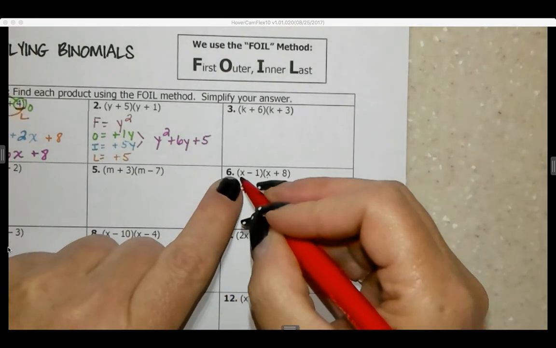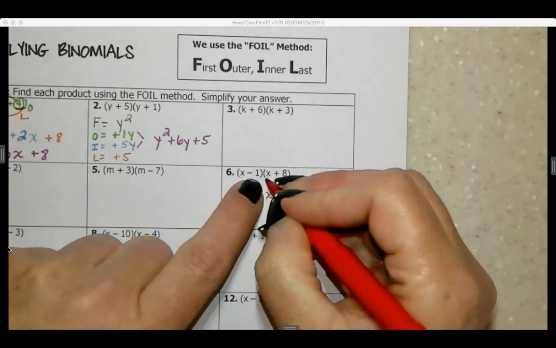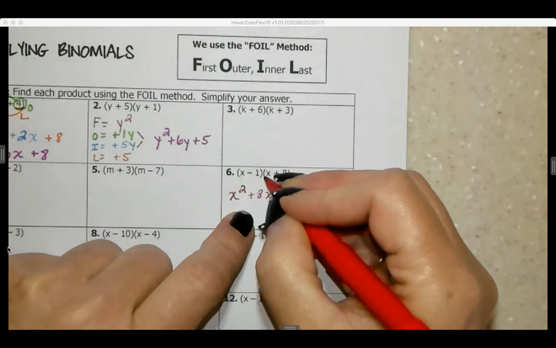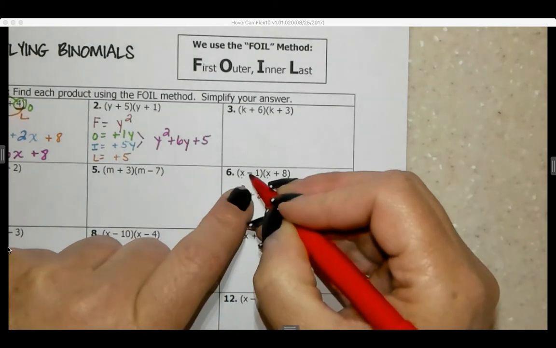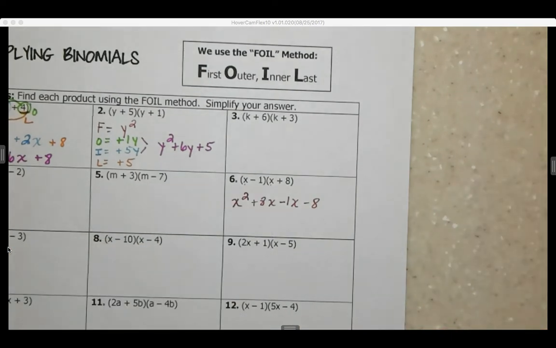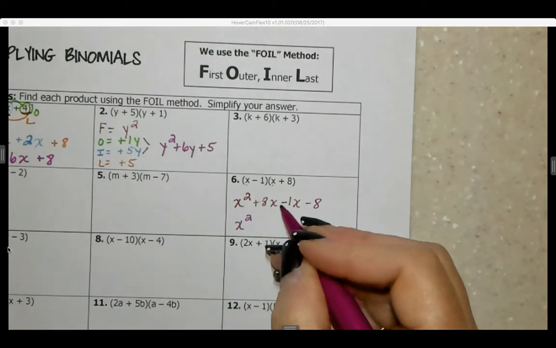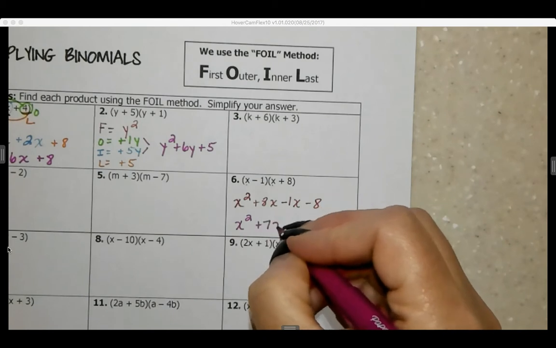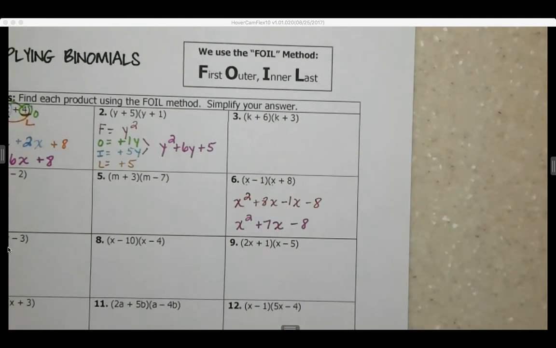Outers, x times 8. Inners, negative 1 times x is negative 1x. And last, negative 1 times 8 is negative 8. So now we put those two like terms together there in the middle. So I've still got x squared plus 8x minus 1x is plus 7x, and then minus 8. There you go. You multiply binomials using FOIL method.